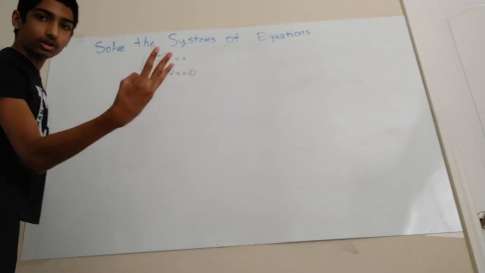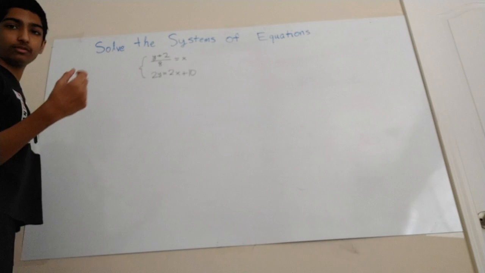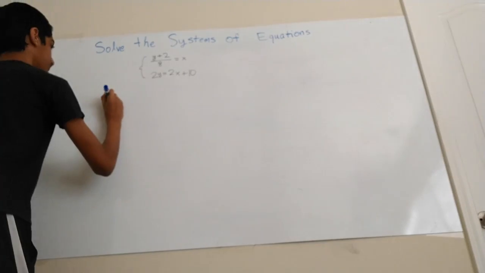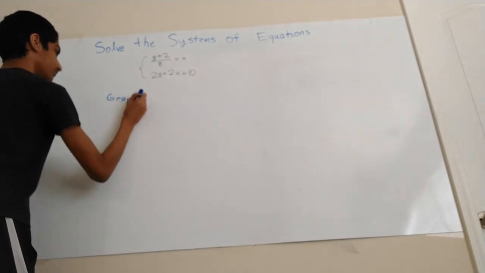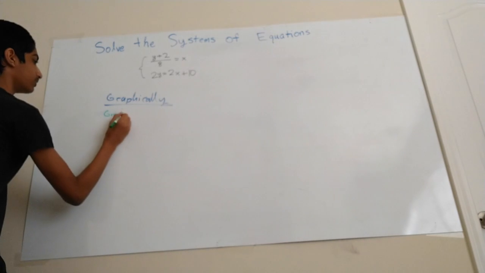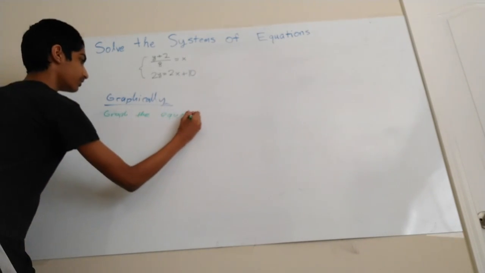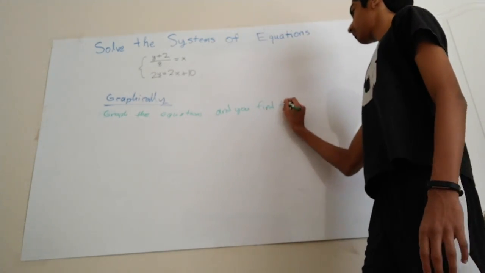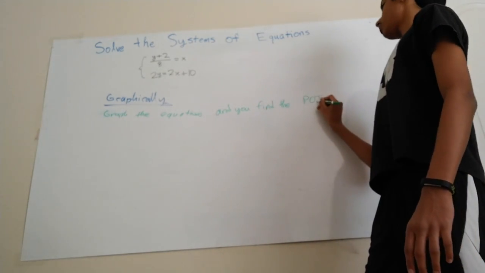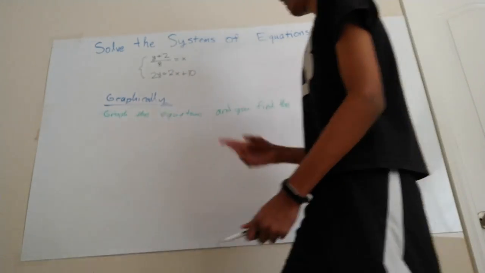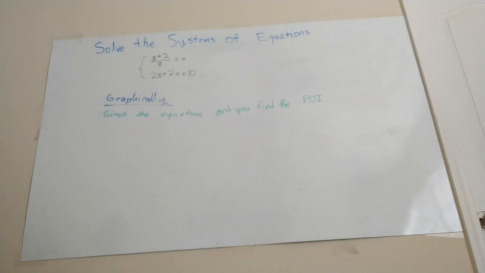There are three ways to solve systems of equations. Today we're going to be going over two: graphically and substitution. First, let's go over how to solve systems of equations graphically. You graph the equations, and then you find the points of intersection. POI stands for point of intersection. So today we're just going to find the point of intersection.